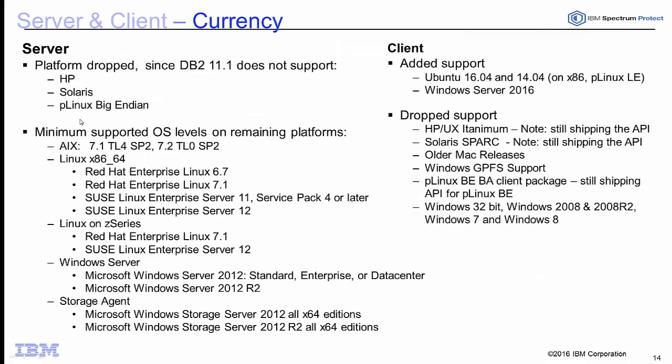In version 8.1, we have dropped support for HP, Solaris, and P-Linux Big Endian for the Spectrum Protect server, and this is because our DB2 11.1 does not support those. Also, the minimum supported operating system levels on the remaining platforms have been updated, so you can take a look at that list here. For the client, we've added Ubuntu 16.04 and 14.04 support, as well as Windows Server 2016.